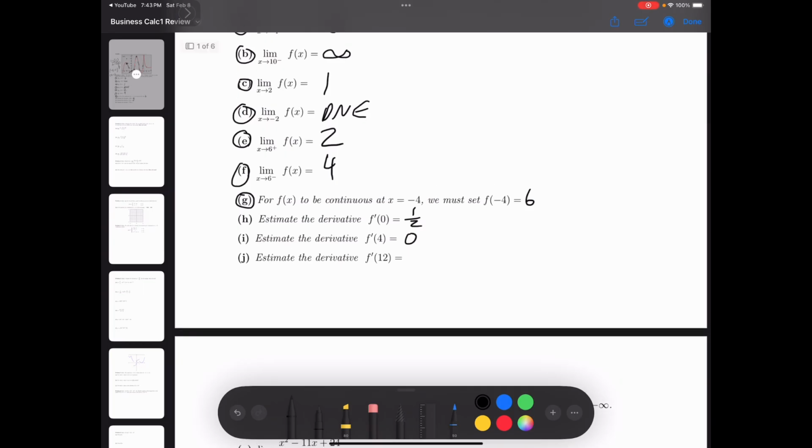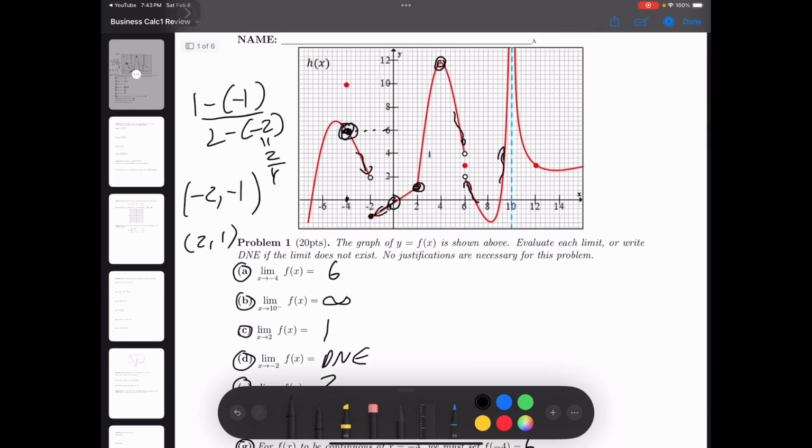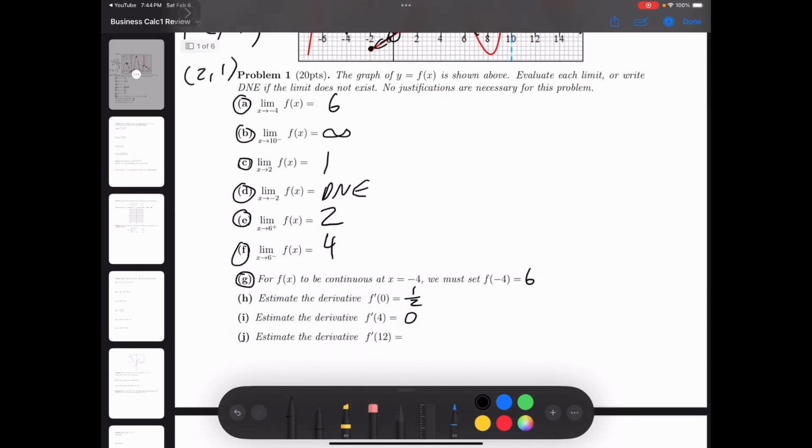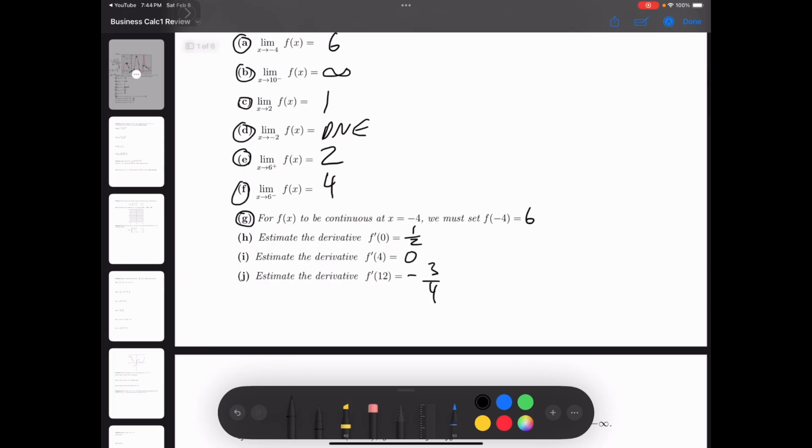And then J says estimate the derivative f prime at 12. At 12 here, we have the function is curving, so it's a little tough. It's not going to be 0. But we have this line coming off of the function, and we need to estimate the slope of that line. We know it's negative. We know that we're going from 4 down to about 1 as we span from 10 to 14. And so I would say we have a slope of maybe -3/4. And that's all that one's asking for.